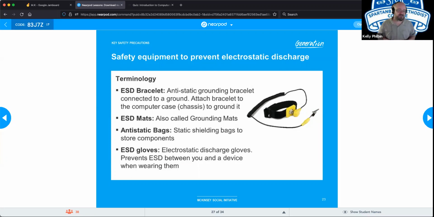Hemostats are great for electrical work and hobby work. I actually have a huge bag of them next to me.